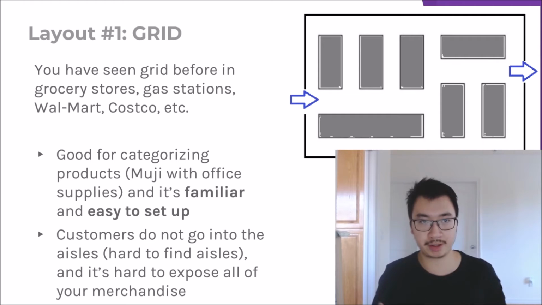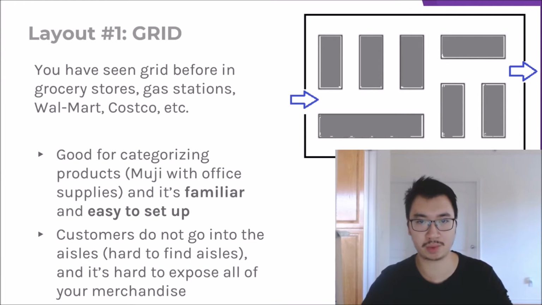Customers have experience going into grids and they have experience going to grocery stores. So that familiarity can be an asset. So it's familiar, very easy to organize, and it's easy to set up for employees. Now, it may be challenging for customers because you don't get to go into all of the aisles.